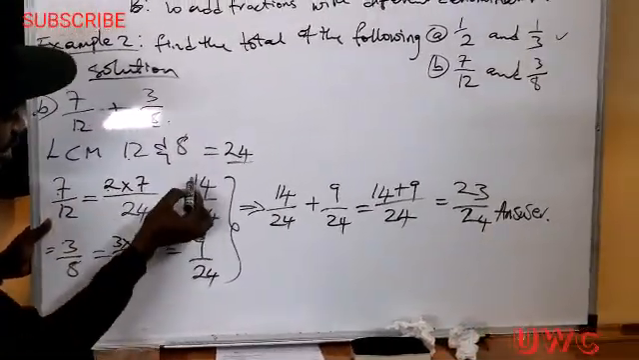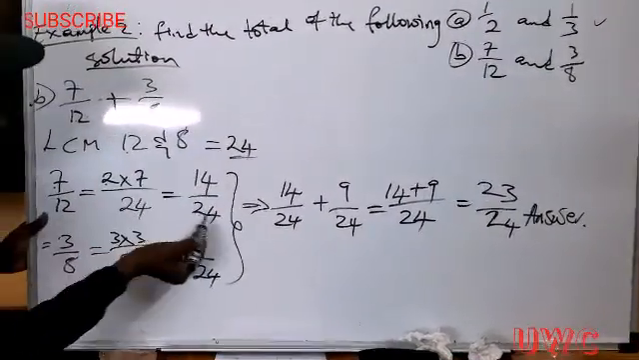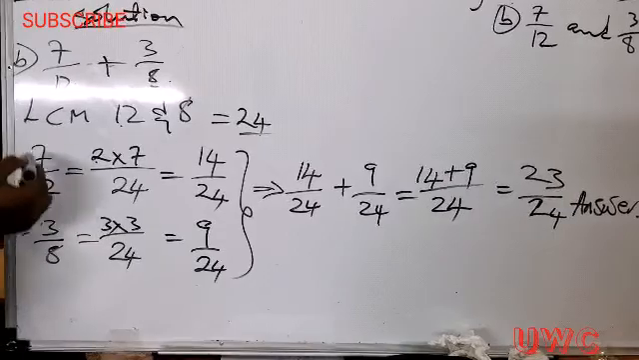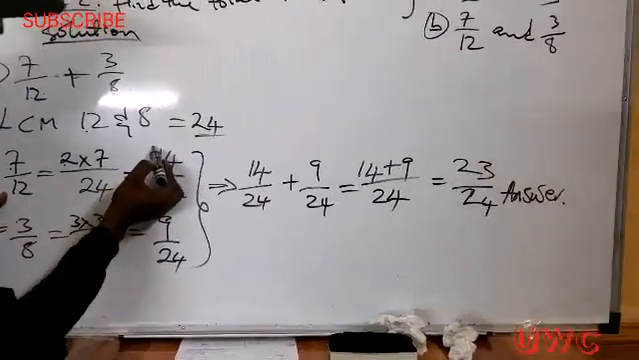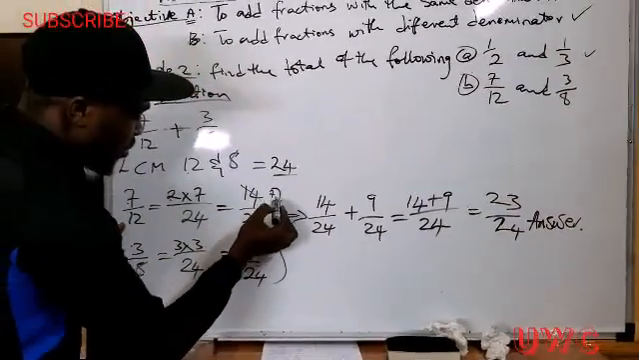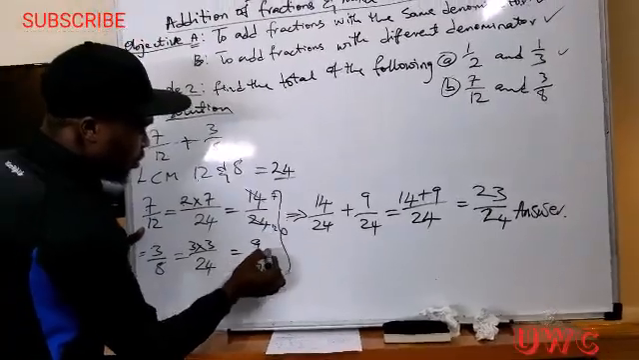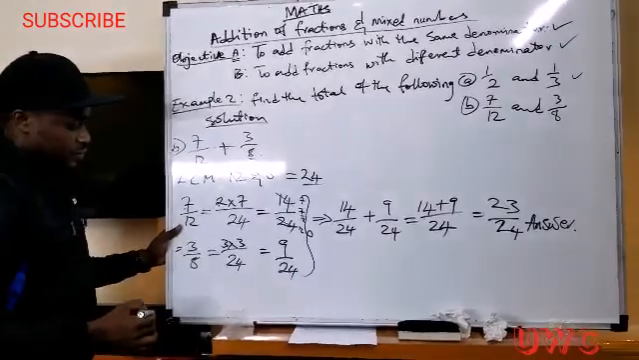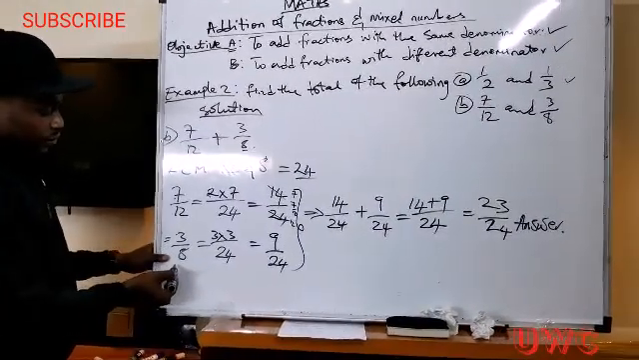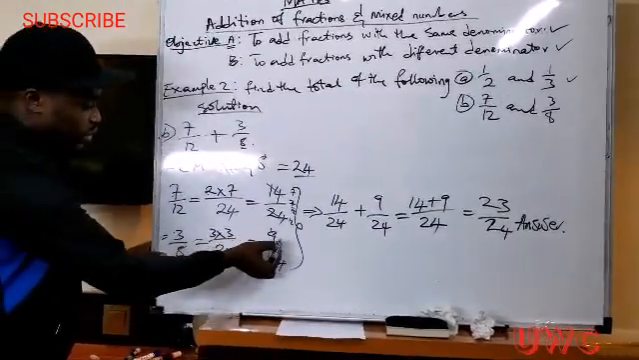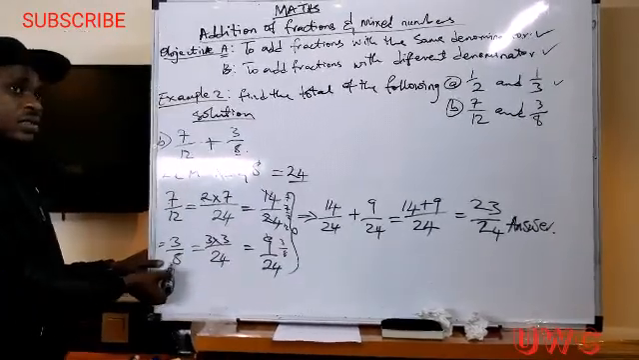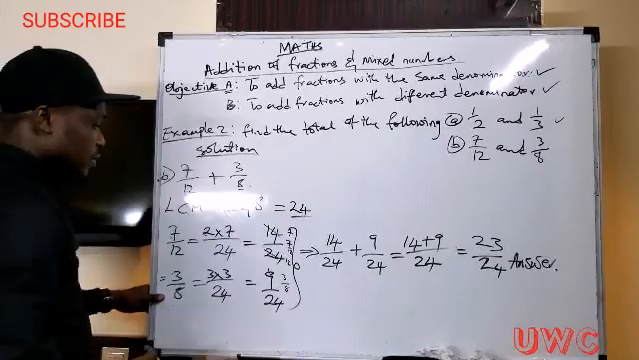So with this now, we can still come up to this, because 14/24 is the equivalent fraction of 7/12. Because if 2 can kill this 14 to 7 and kill this 24 to 12, that is 7/12. And likewise this one, 3 can go into this 9 to 3 and 24 to 8, for us to get back the fractions that we started with.